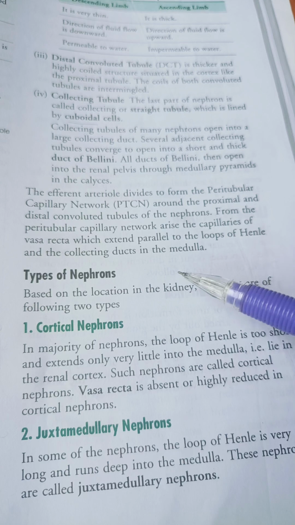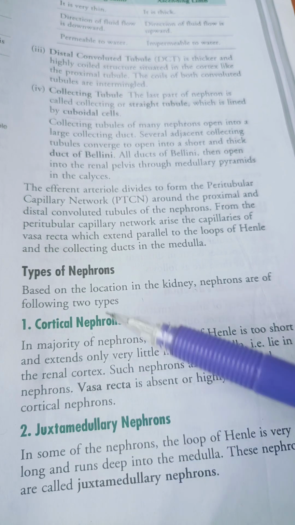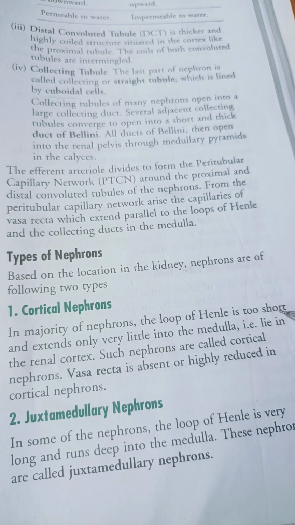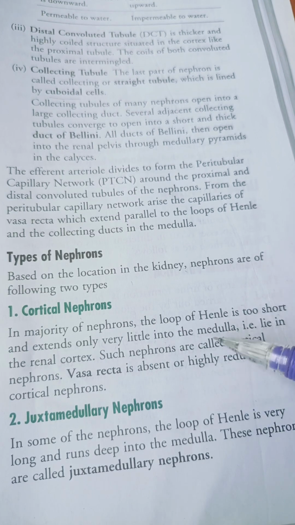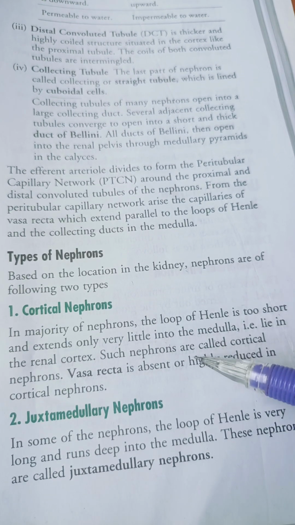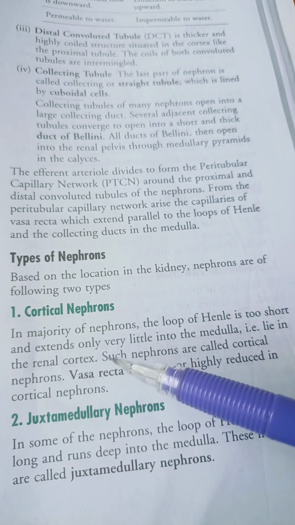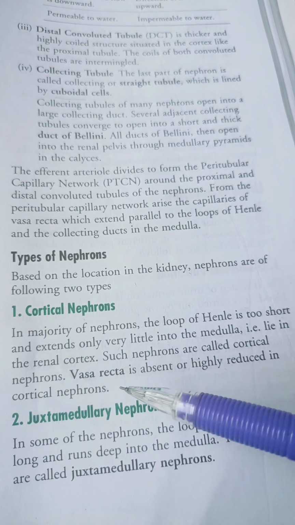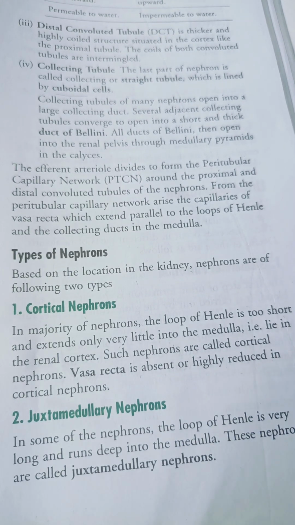Now we will see types of nephrons. Based on location in the kidney, nephrons are of two types, cortical and juxtamedullary. In the majority of nephrons, the loop of Henle is short and extends only very little into the medulla. They lie mostly in the renal cortex. Such nephrons are called cortical nephrons. Vasa recta is absent or highly reduced in cortical nephrons.